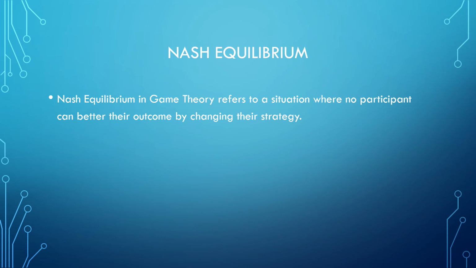Nash equilibrium. Nash equilibrium in game theory refers to a situation where no participant can better their outcome by changing their strategy.